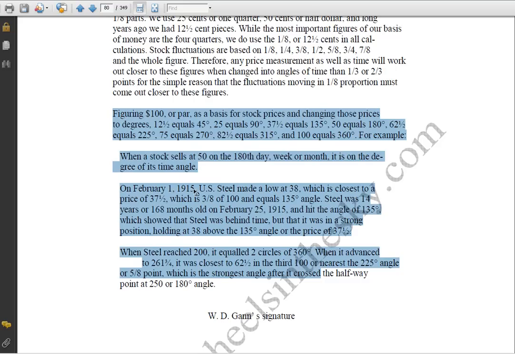On February 1, 1915, U.S. Steel made a low at 38, which is closest to a price of 37.5, which is 3/8 of 100 and equal to a 135-degree angle. Steel was 14 years or 168 months old on February 25, 1915. I'll tell you something, that is 7 times 2. And it hit the angle of 135 degrees, which shows that steel was behind time, but that it was in a strong position, holding at 38 above the 135-degree angle, or the price of 37.5.